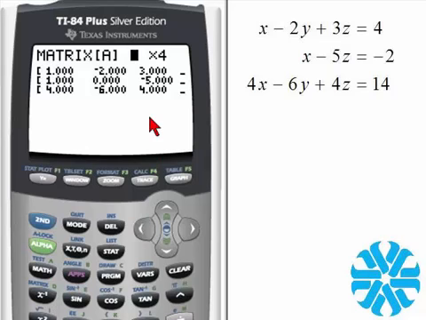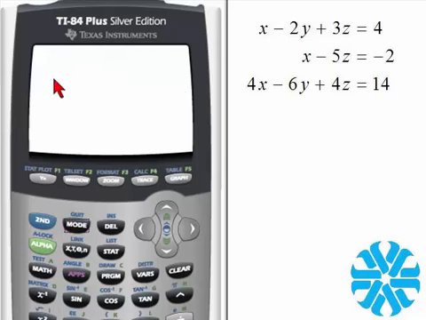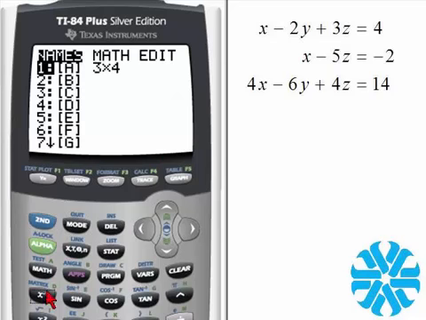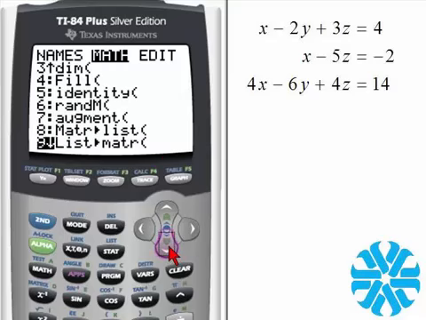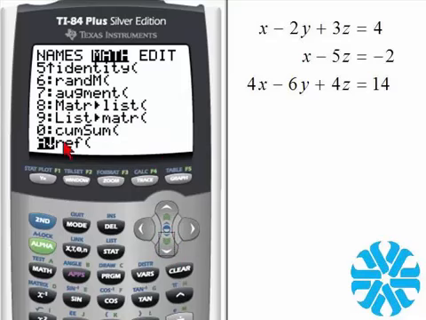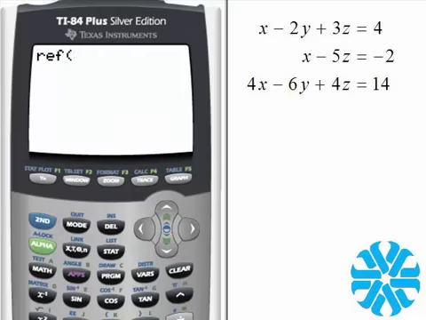So let's quit out of this, second function, quit, go back to the main screen. Alright, so you need to go back to the main screen to actually do the matrix operation. So second function, then matrix. Let's go to math. And let's find REF. There it is. Select enter.